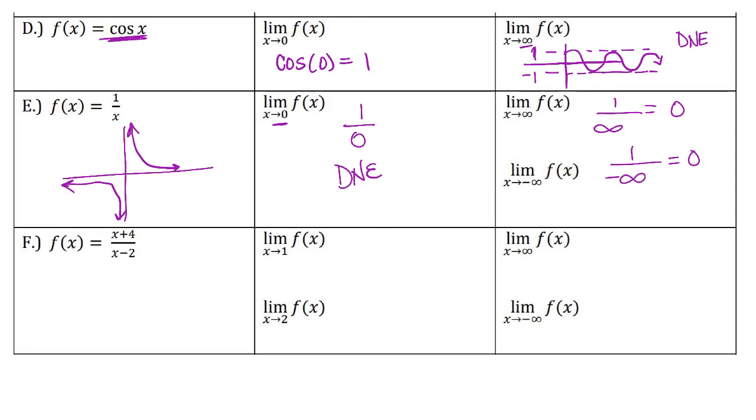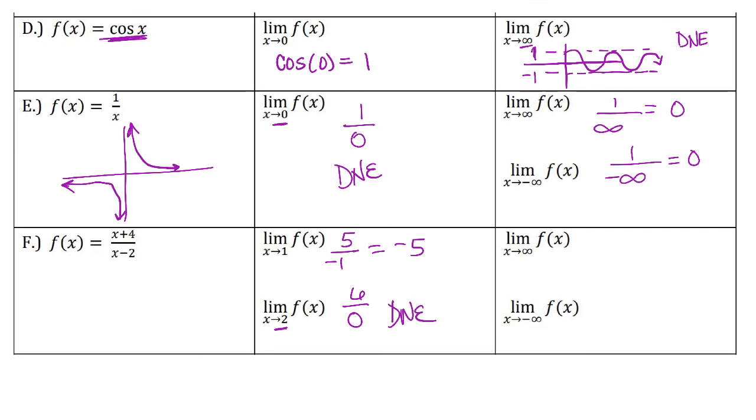And so if we sub in 1, I'm going to have 5 over -1, so that's going to give me -5. And if we plug in 2, notice we're going to get 6 over 0. That's a vertical asymptote. 2 is just one-sided limit here, so this one does not exist.